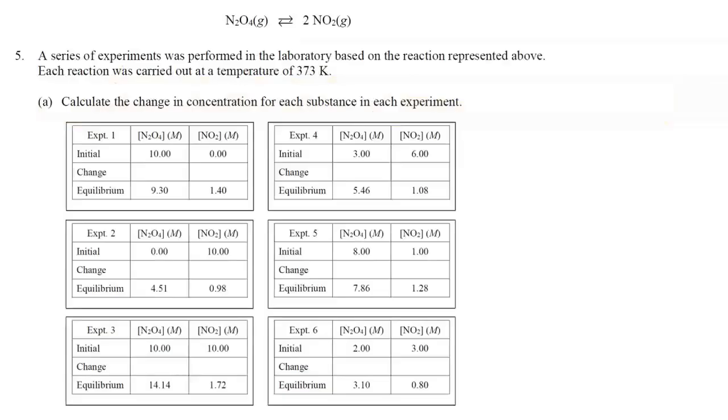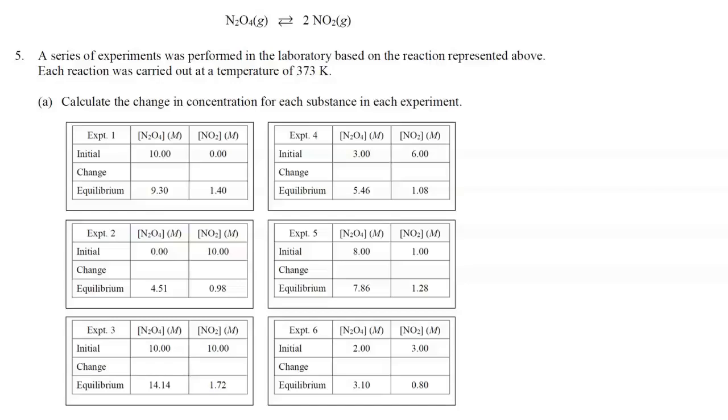Now let's take a look at question 5 in your packet. Question 5 says, a series of experiments was performed in the laboratory based on the reaction represented above, in which 1 mole of N2O4 decomposes into 2 moles of NO2. Each reaction was carried out at a temperature of 373 Kelvin. Part A. Calculate the change in concentration for each substance in each experiment. So we have 6 different tables, and they show the initial concentration of each substance.